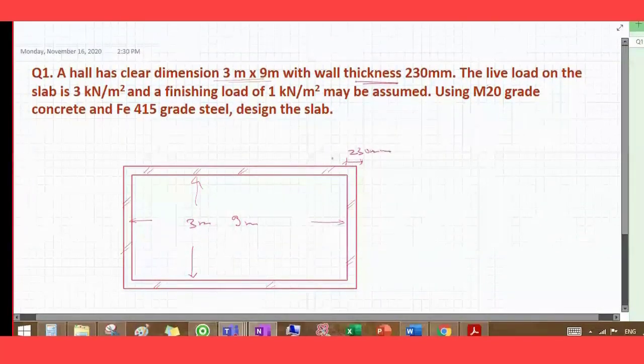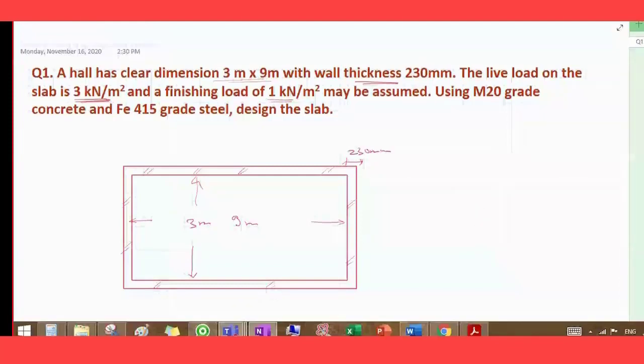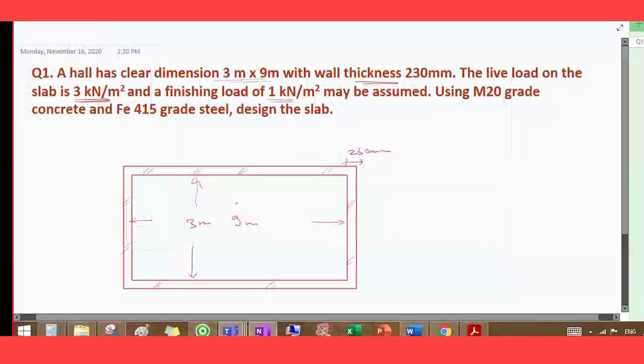The live load which is going to act on the slab is given to you. It is 3 kilonewton per meter square, and also finishing load is given. Normally in a slab, if you are laying some kind of flooring made of marble or granite, it's going to apply some kind of load on your slab. Those loads are your finishing load. So the finishing load, you are asked to assume as 1 kilonewton per meter square. You are supposed to use M20 grade concrete and Fe415 steel. So based on this data, you have to design the slab.